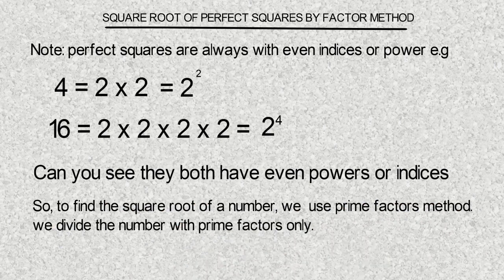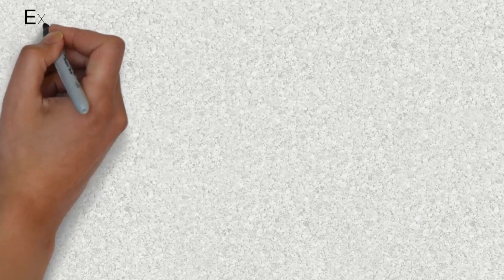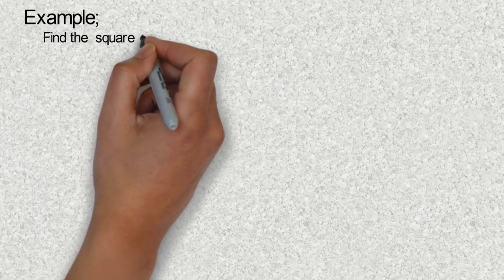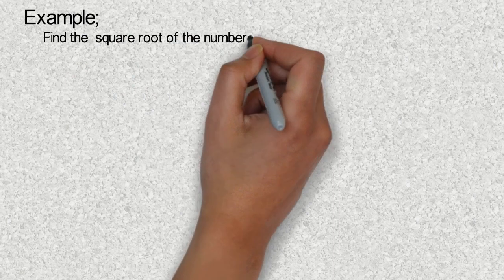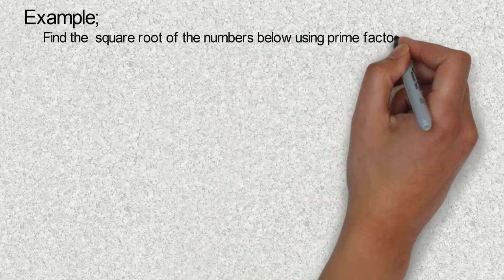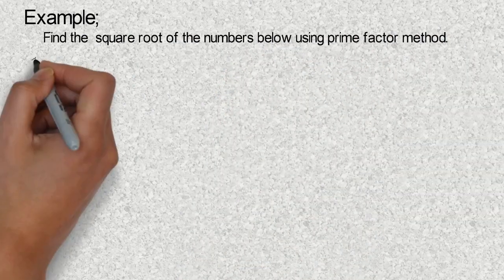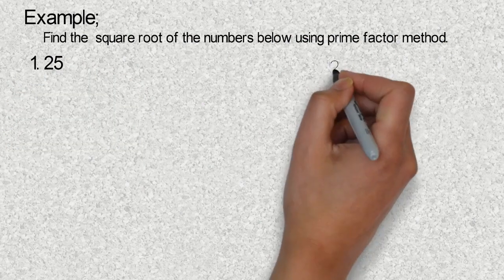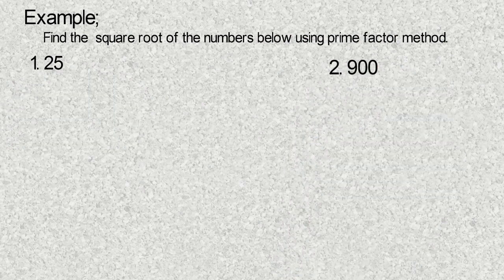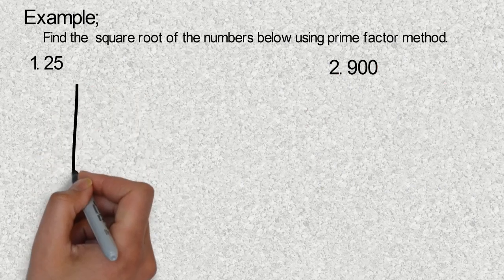I told you in our previous class that prime numbers are numbers that have 2 factors, 1 and itself, and I've given you examples of how to find and identify prime factors, so we should not have a problem with this. So also, let's look at some examples now of how to use the prime factor method. Example: find the square root of the numbers below using the prime factor method. 1, 25; 2, 900. So let's solve 25 first.